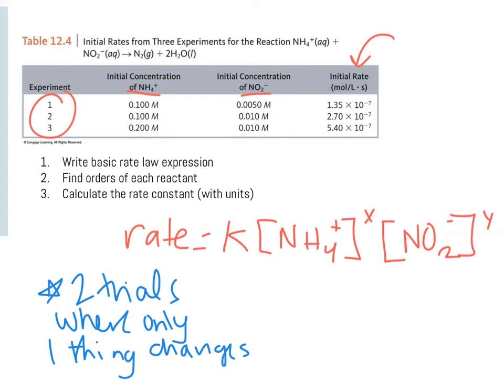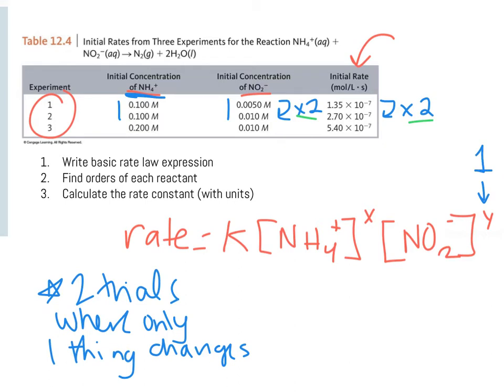So we're gonna look at the first two experiments, experiment 1 and experiment 2. As you can see, NH4 is staying the same, and NO2 has gone up times 2. It's doubled. So now what you do is you go look at the rate. What happened to the rate? It has also doubled. So that does not mean we are second order for NO2. Because the two effects are the same, we are first order for NO2. So the first thing we decided is that this Y is the number 1. It's first order because the effects are exactly the same.